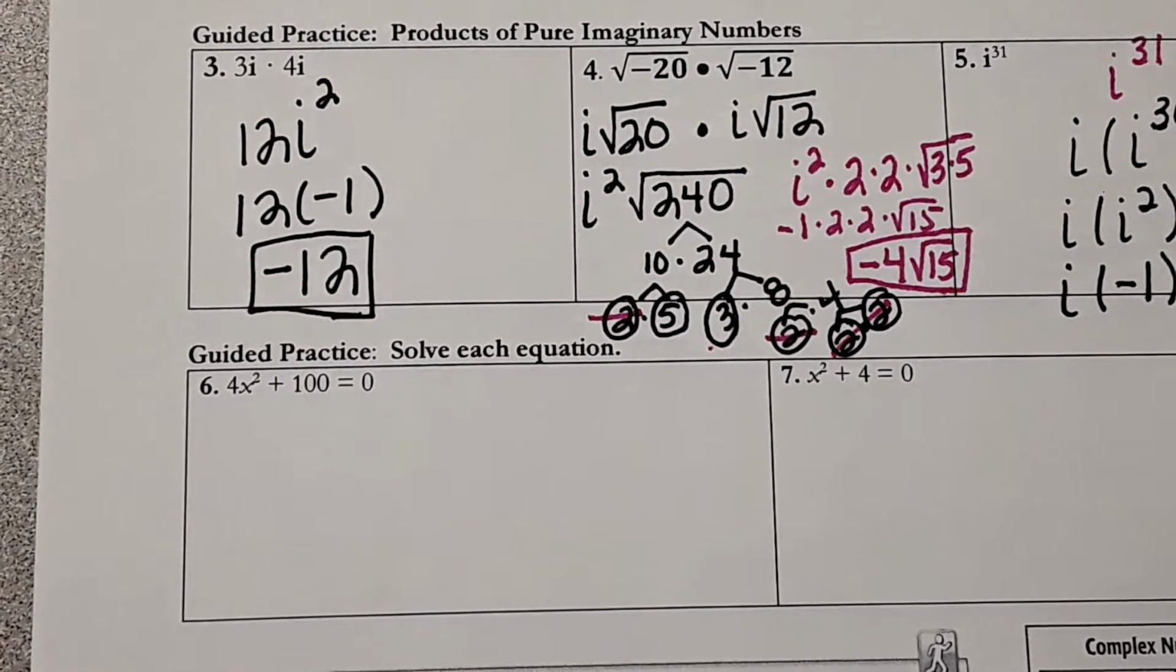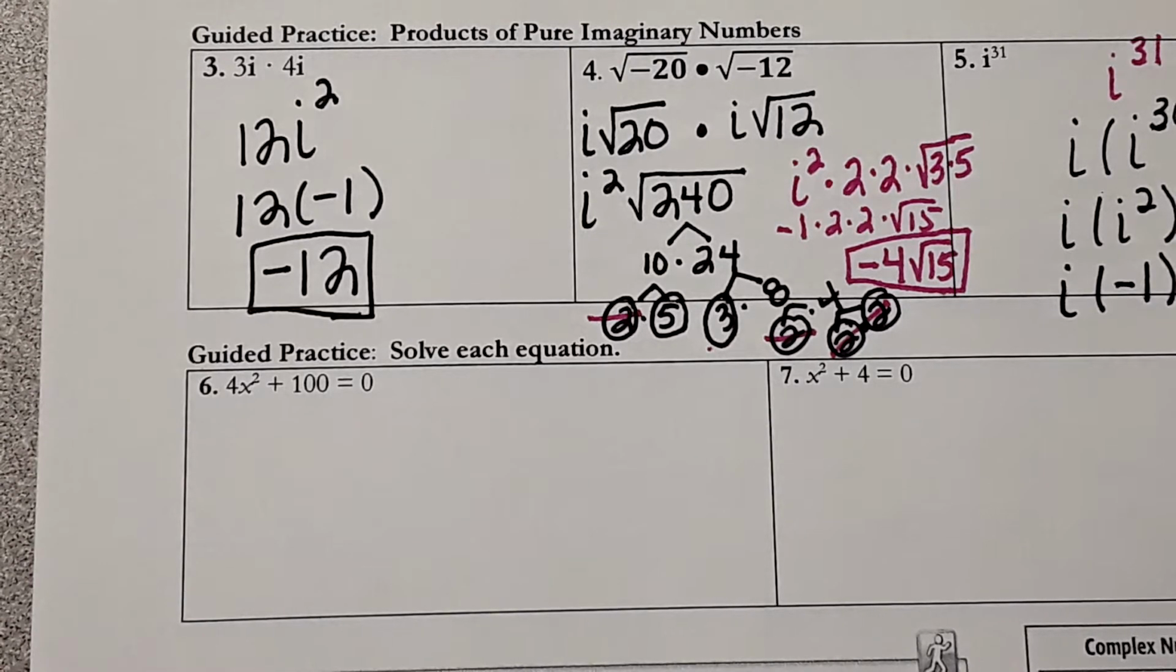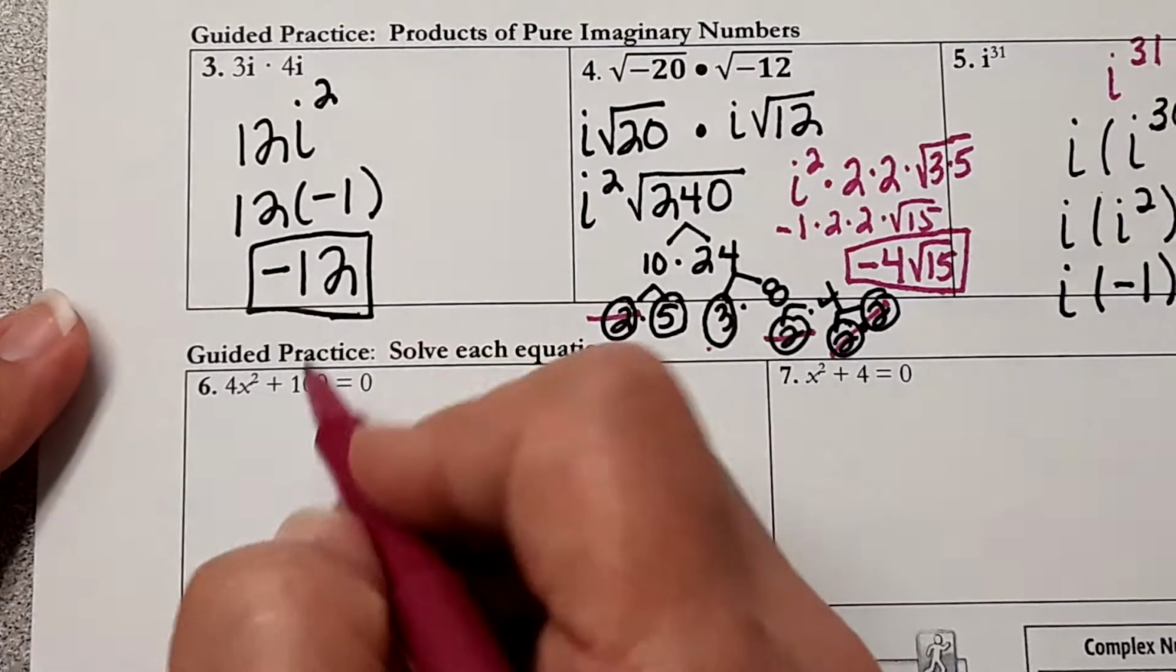Now we have a quadratic equation that we're going to solve. When you go to solve it, we're going to do it just like we would normally solve it until we get to the end. So if you were to solve this for x squared, how would you do that? Maverick: Subtract 100 and then divide by 4.